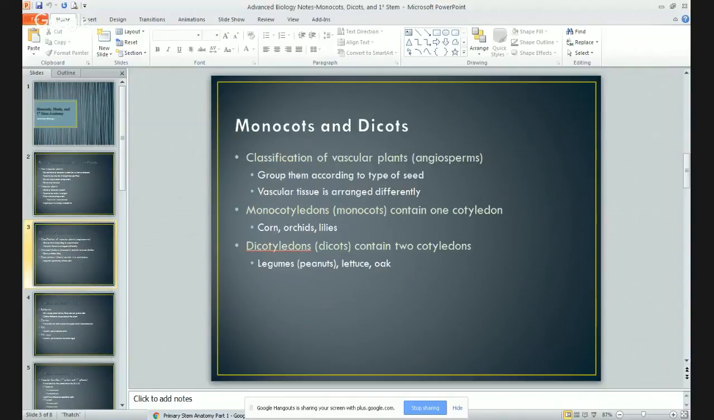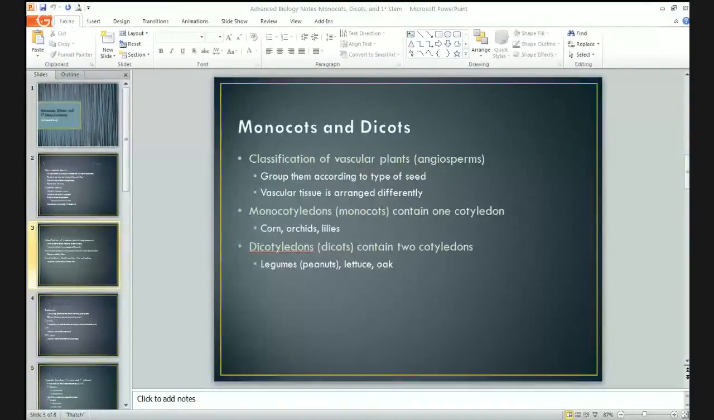Just think of a corn kernel, which is only one, versus the peanut, which splits into two sides, meaning it's a dicotyledon. Some other examples would be lettuce and oak trees. Monocotyledons are usually considered to be a little simpler than dicotyledons, but in the grand scheme of things, they're still both complex. It's just in comparison to one another, the dicots are a little more complex.